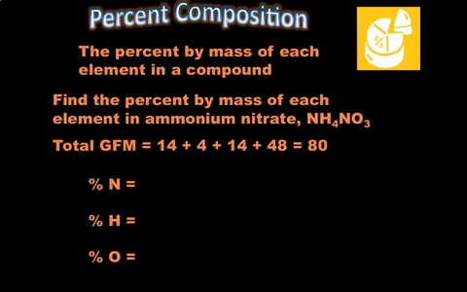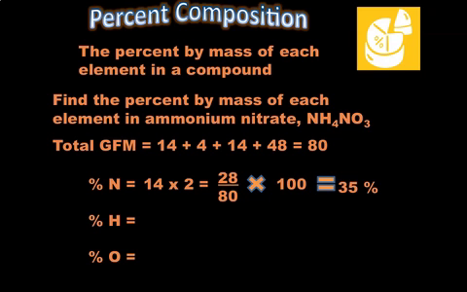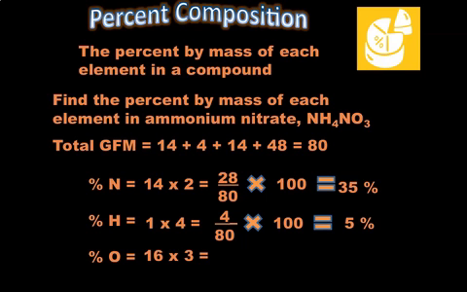To find the percent nitrogen, each one is 14 and there are 2 nitrogens, so that's 28, and we put it over the total, which is 80. Multiply that by 100, and that gives us 35% nitrogen. Hydrogen is 1, and there are 4 hydrogens, so times 4. Put 4 over 80, multiply by 100 to change it to percent. We get about 5%. Oxygen is 16, and there are 3 of them, so we multiply by 3, and we get 48. Put it over 80, which is the total. Multiply by 100, and we get 60%. So that's how you find a percent composition.